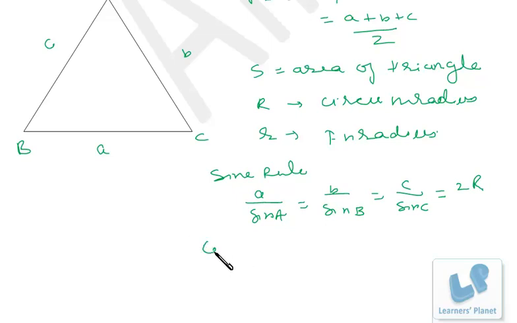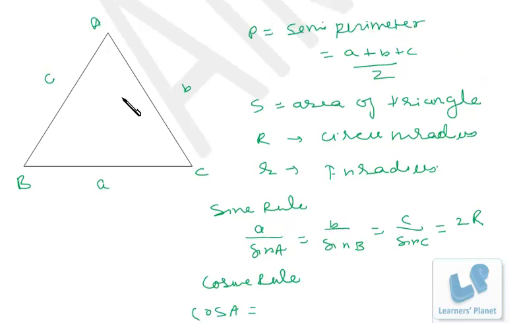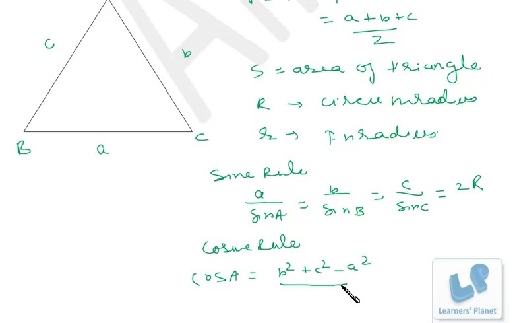So cosine rule is what? Suppose we take cos A is equal to b square plus c square minus a square by 2bc, right? Similarly, cos B will be what? a square plus c square minus b square by 2ac. Similarly, you can find out cos C. So these are going to be important, that sometimes they are used to find out the solution of the triangles in quick manner.